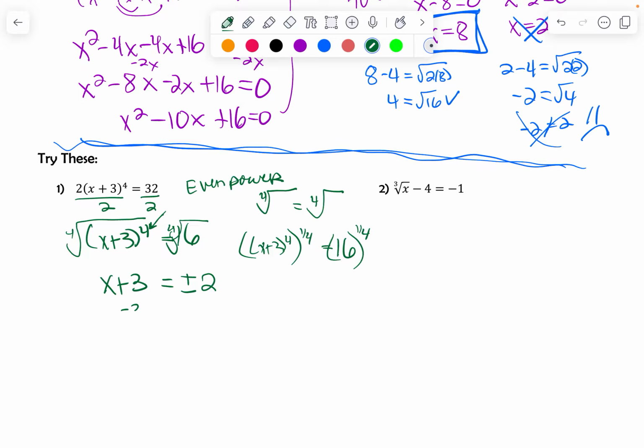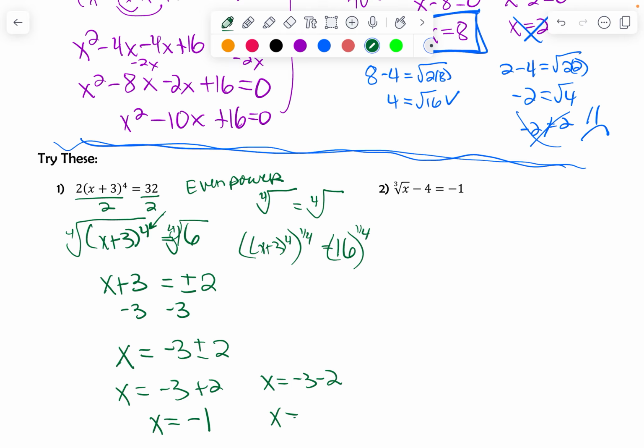So now I'm back to that quadratic stuff we did first semester. When I have that negative 3, it scooches in between the equal sign and the plus or minus, and I have to do 2 answers. So x = -3 + 2, and x = -3 - 2. So I get x = -1 and x = -5. I need to check those.